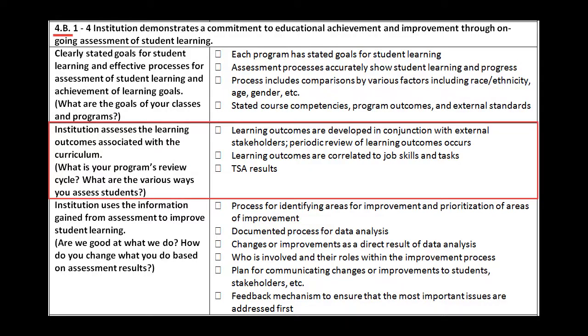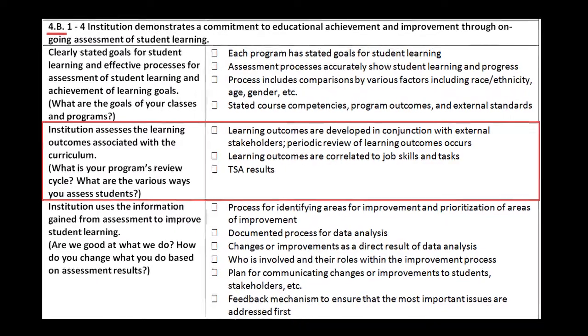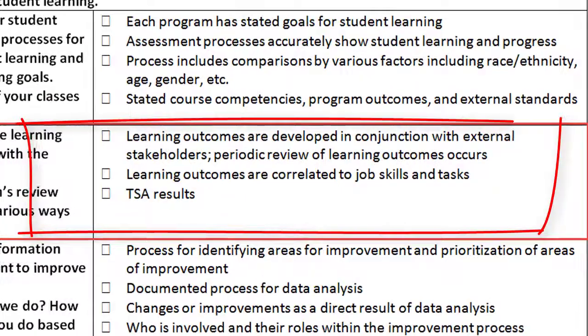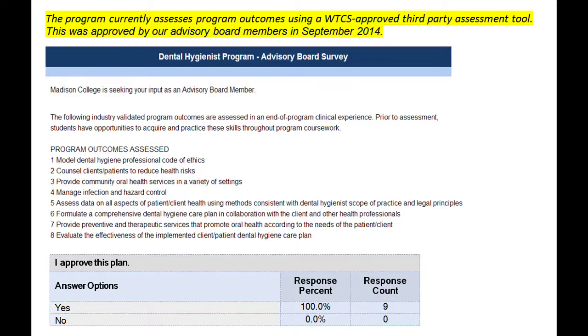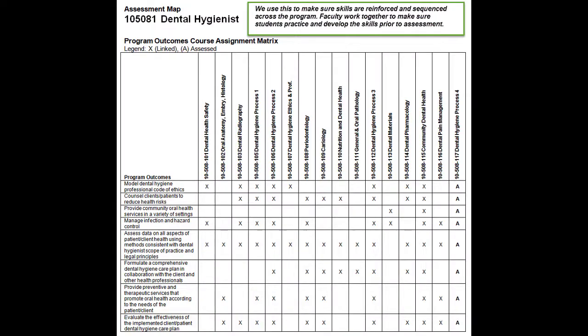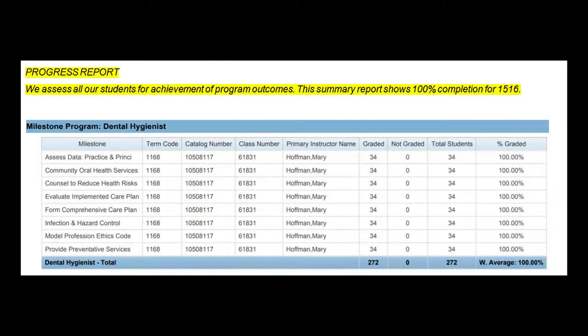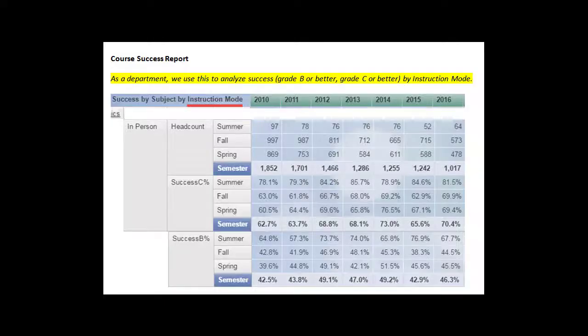Let's look more closely at Criterion 4B as an example. This asks for evidence that your program outcomes are relevant and assessed. You might include minutes from an advisory board meeting indicating approval of program changes. Remember to highlight the related information in the document. An assessment map. A progress report showing results from your program. A course success report.